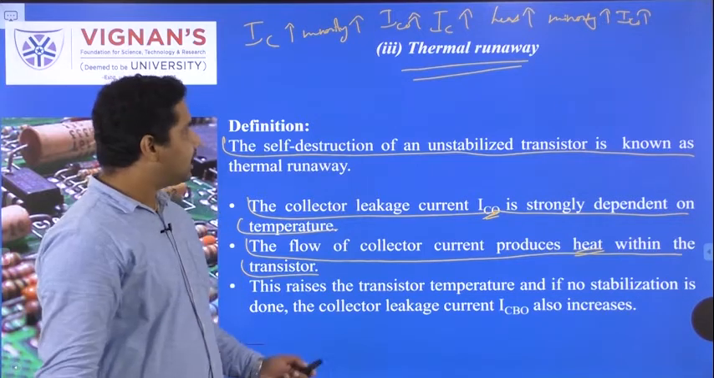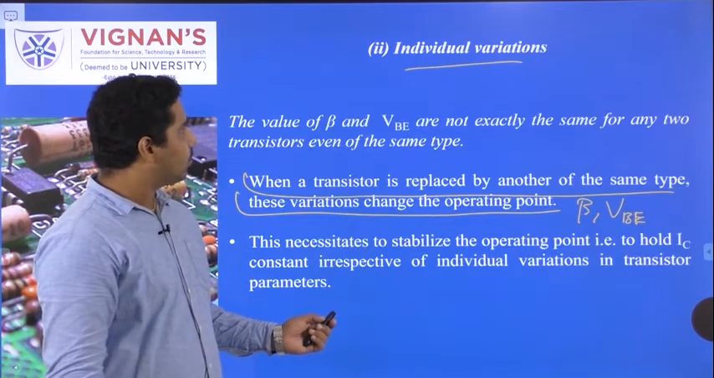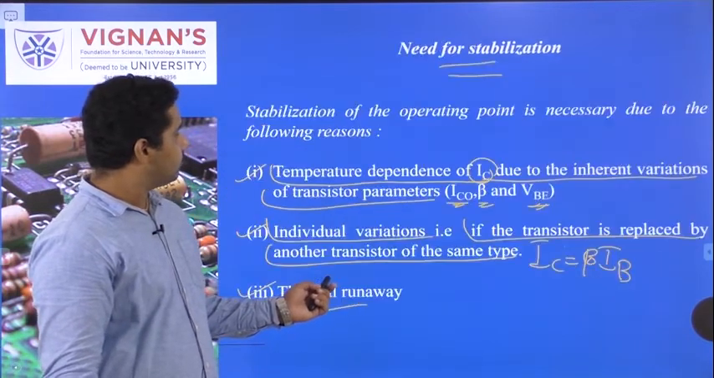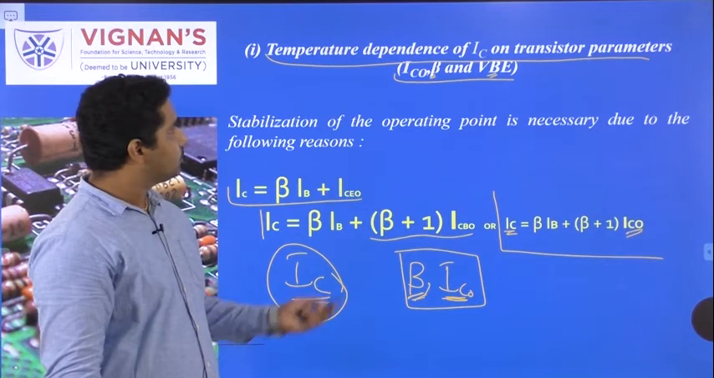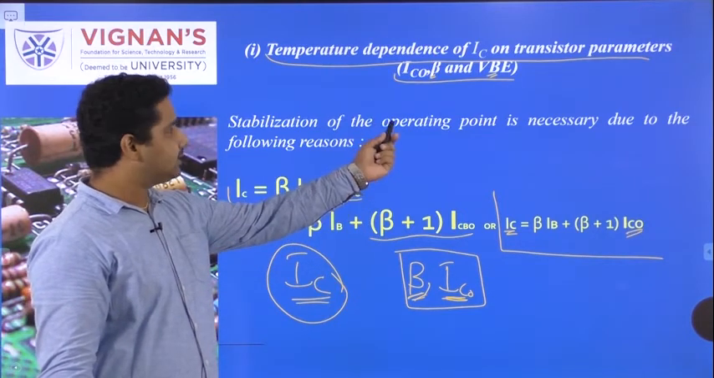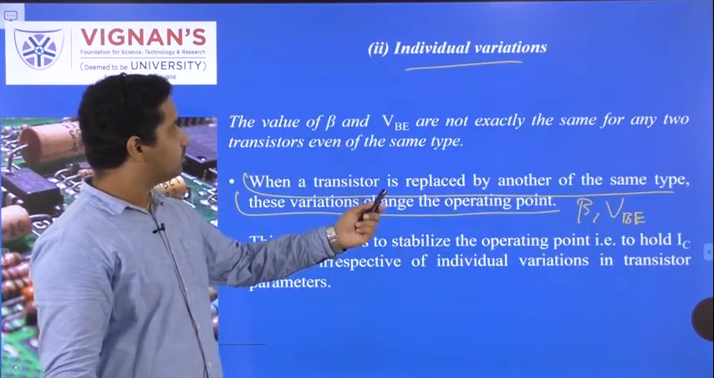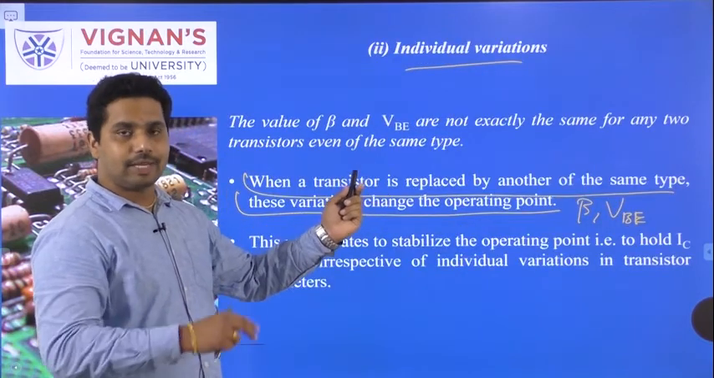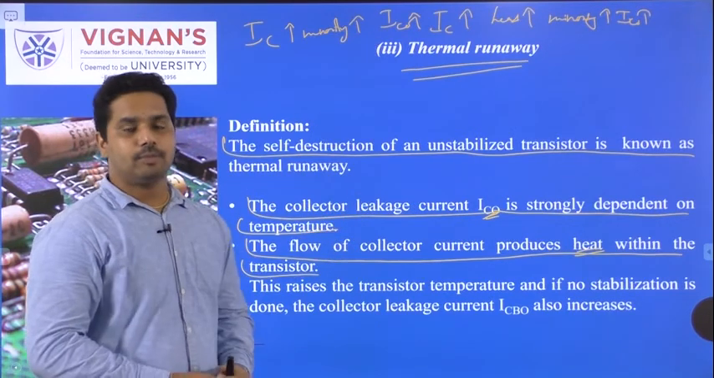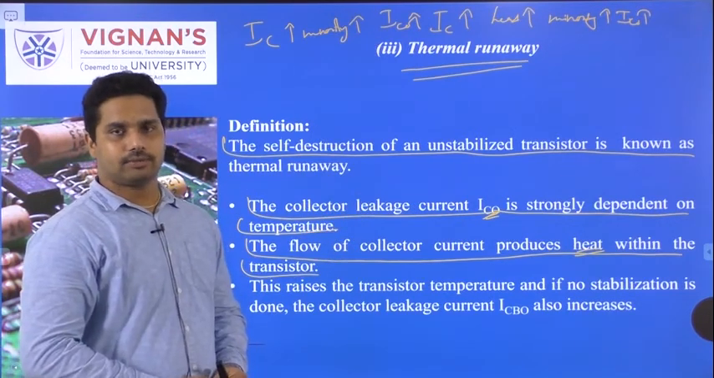So these are the three reasons why we need stabilization: the temperature dependence of IC on transistor parameters such as ICO, beta and VBE; individual variation, that means replacement of BJTs; and finally, to avoid thermal runaway.